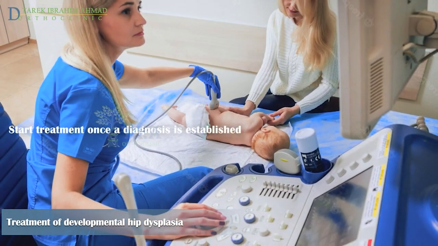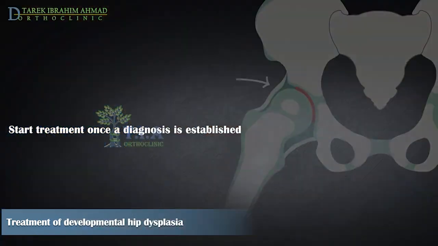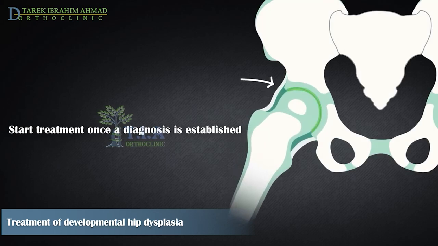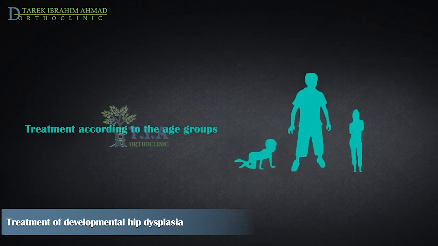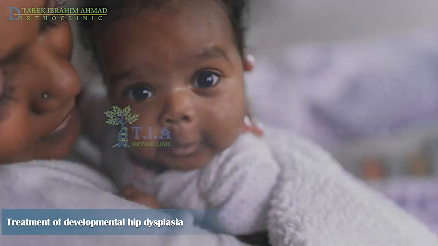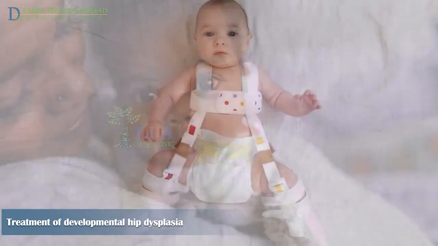Once a diagnosis of hip instability or dislocation has been established, treatment will be started with the aim of reducing the femoral head into the acetabular cavity so the latter is stimulated to grow normally. Classically, the treatment possibilities are divided according to the different age groups at the time of the diagnosis. Treatment for newborns up to 6 months of age.